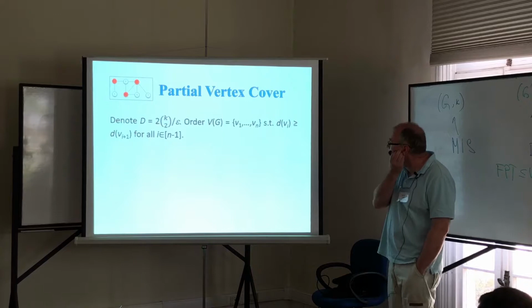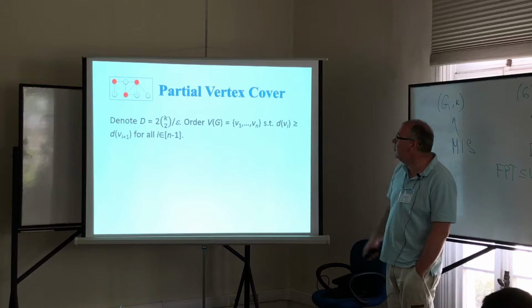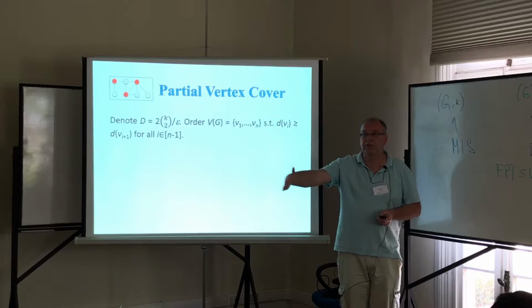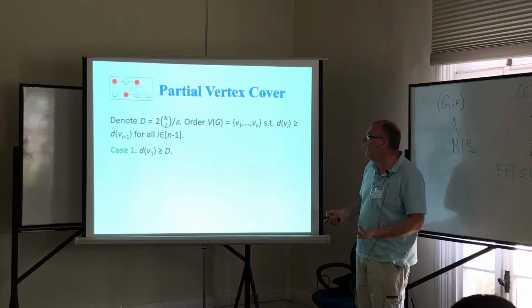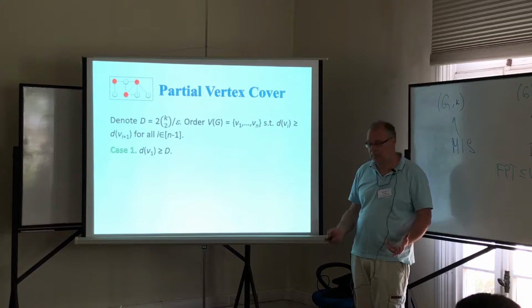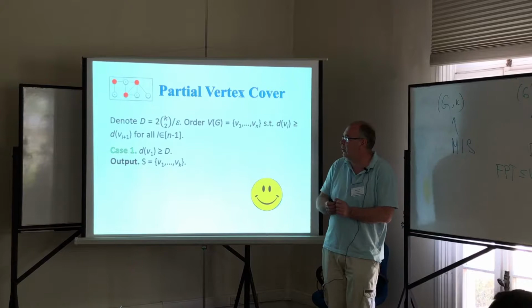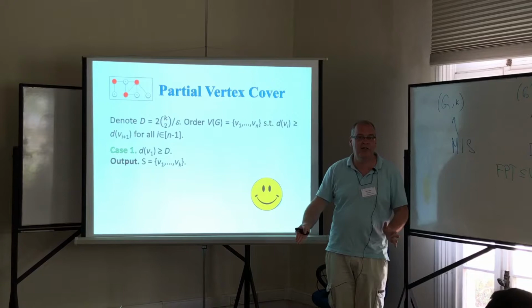Let me just introduce this value, large D. My algorithm is very simple. I order the vertices of the graph according to their degrees. Let me take two cases. The first case is when the maximum degree of the graph is larger than this threshold D. At this moment I am very happy, because I just output the first k vertices, the vertices of the largest degree, and I say this is my approximate solution.